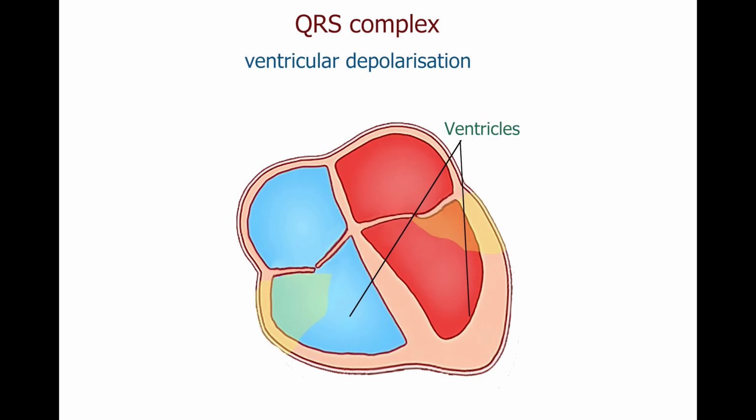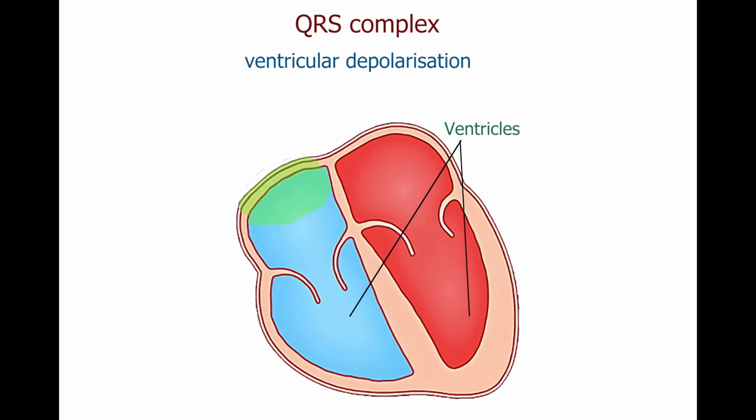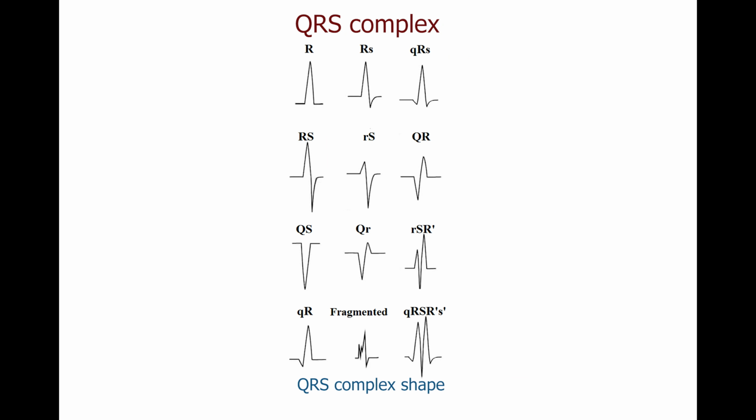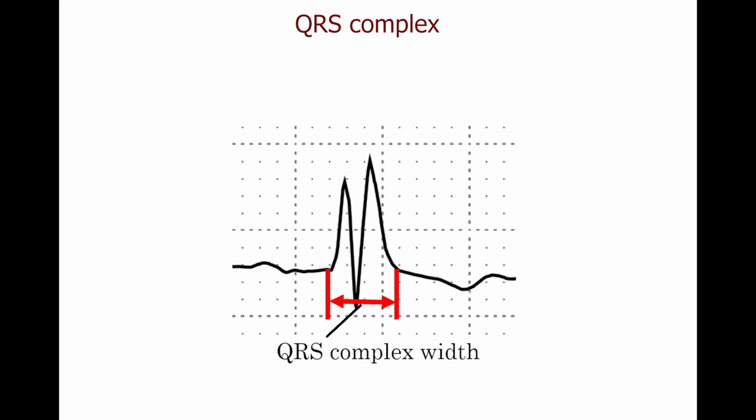The QRS complex represents ventricular depolarization. It consists of three waves, Q wave, R wave, and S wave. There may also be two or more R waves and S waves. There are many features of the QRS complex that should be considered. First, the width of the QRS complex should be measured. A normal QRS width is less than 100 milliseconds. Sometimes a QRS width of 100 to 120 milliseconds can be found in healthy individuals.